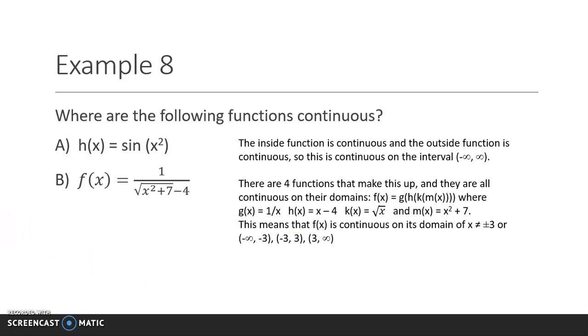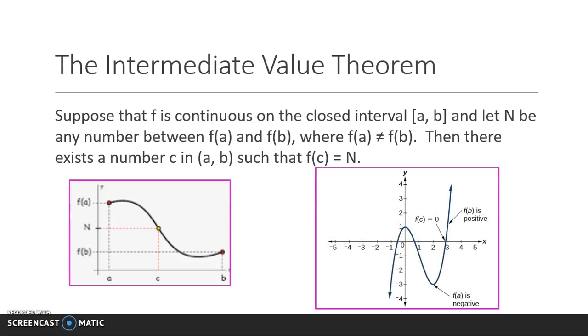Now, I know this video is a little long, but we have one last thing to talk about. Here it is. The intermediate value theorem. It says, suppose that f is continuous on the closed interval a to b. Let n be any number between f of a and f of b, where f of a does not equal f of b. There exists a number c in a to b such that f of c equals n.